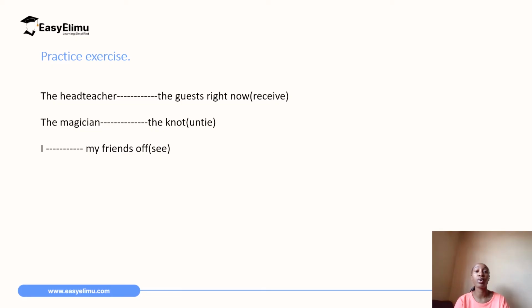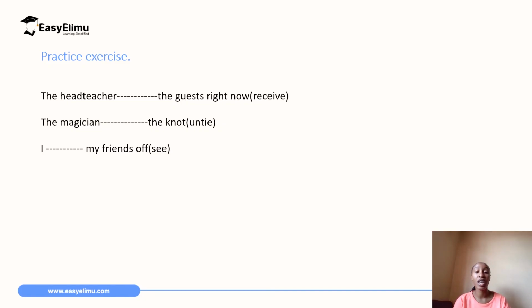I hope you have been able to understand what the continuous aspect is, and that you are also able to take note of the spelling changes. You're able to construct sentences in the continuous aspect as well. We can do a few questions just for practice. And so for these sentences, we are going to fill the blanks with the correct form or the continuous aspect form of the verb in brackets.